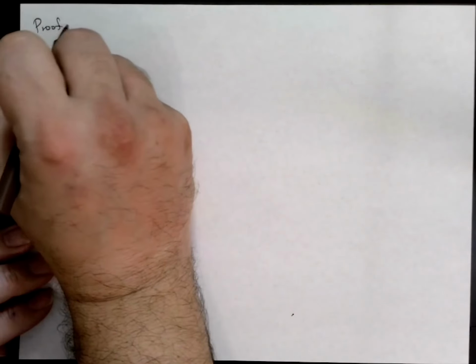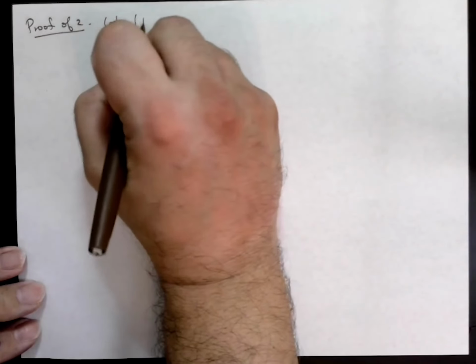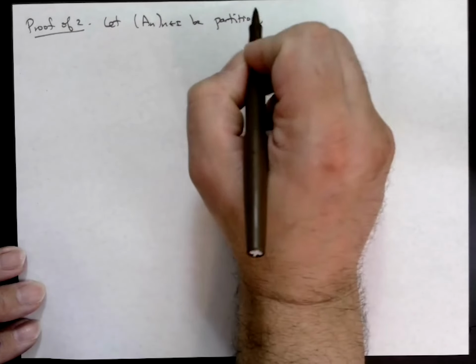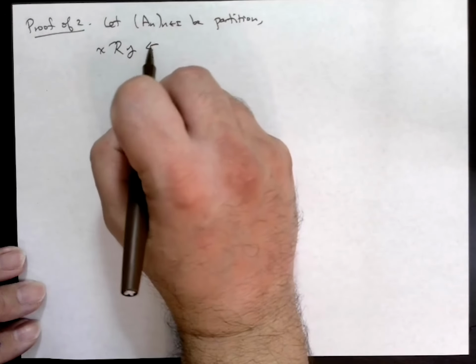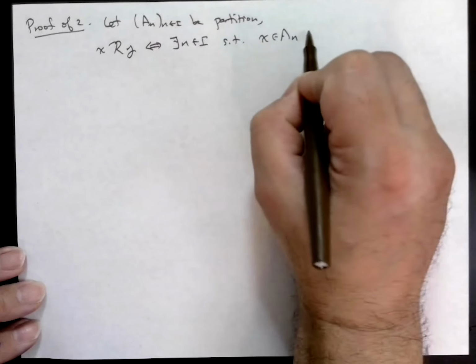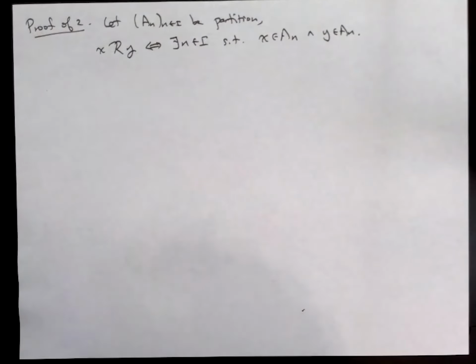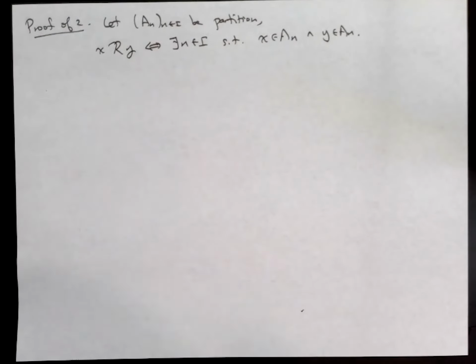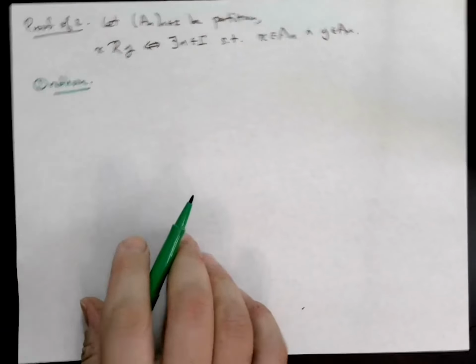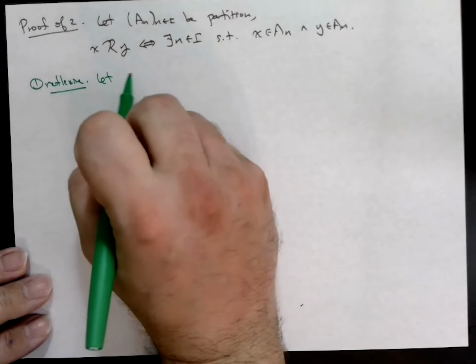Now let's prove number 2. Let A_n be any partition of X, and define x relates to y if there exists an n such that both x and y live in the set A_n. Let's first show that this is reflexive. So pick any point x in the set. Because this collection of sets is a partition, that means there is some n such that x is in A_n, because remember, the union of the A_n covers the whole set. Therefore, x relates to x.